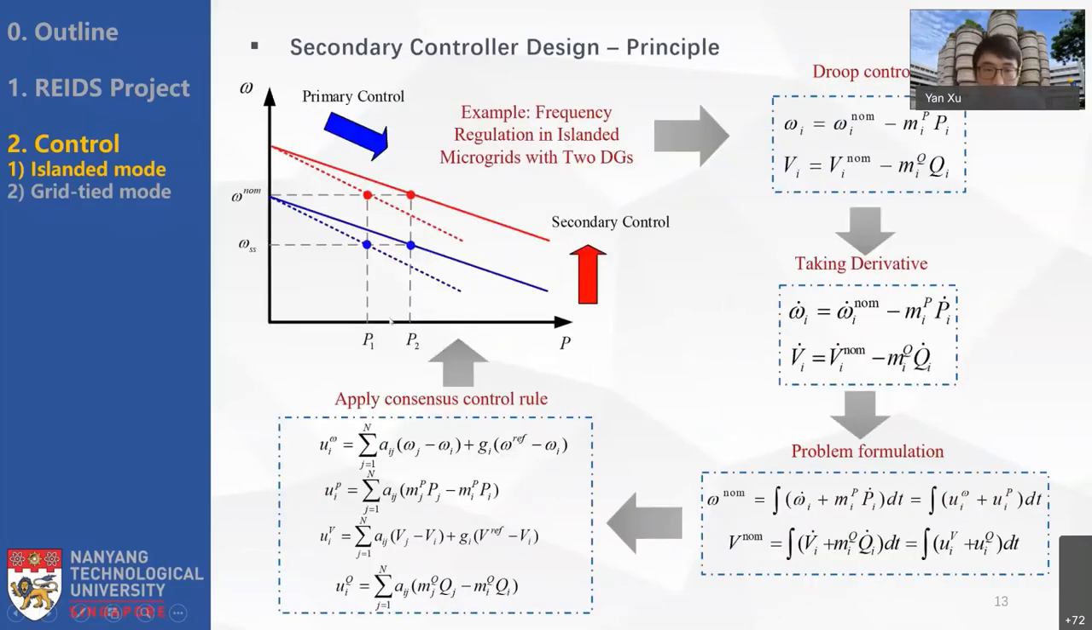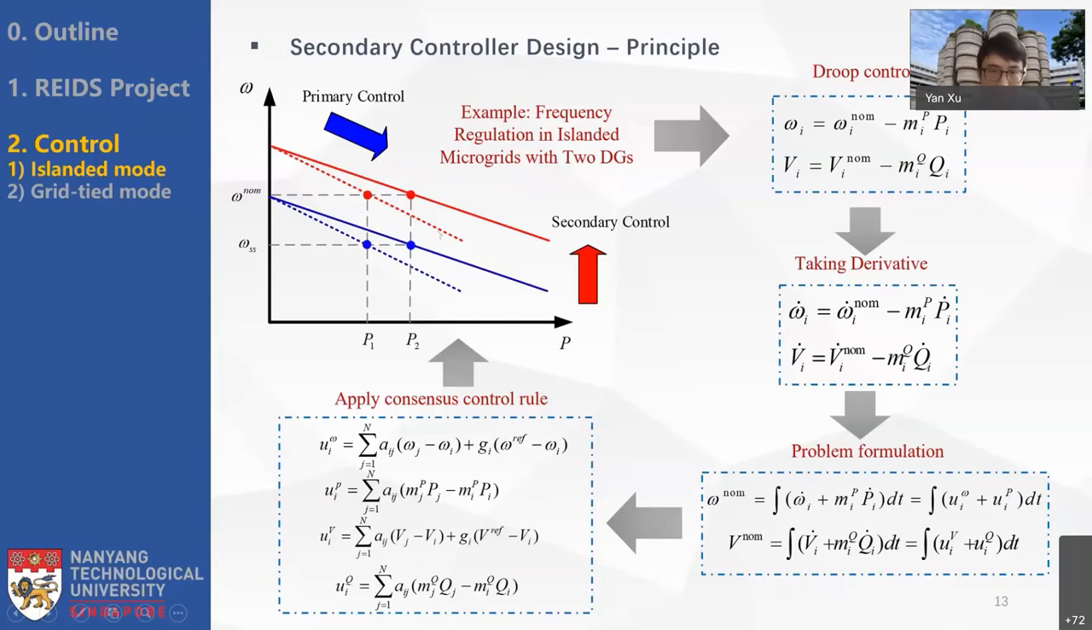And for the controller design, everybody is familiar with the primary control, which is actually droop control. So basically the principle is that the droop control will immediately respond to the frequency or voltage fluctuation by providing reactive power or active power. However, this primary control is essentially a proportional control, so it cannot achieve accurate power balancing and cannot fully restore the frequency and the voltage. So we need to have the secondary control.